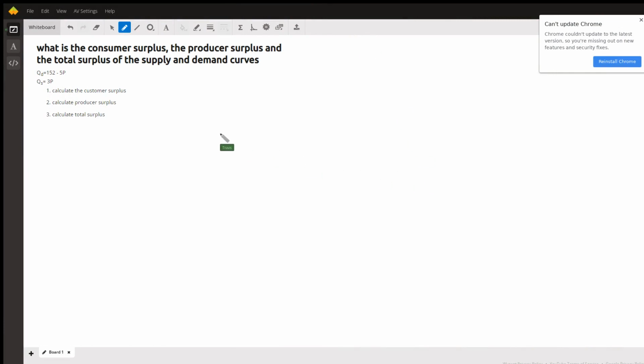Hello, let's do this problem here. We've got consumer surplus, producer surplus, and total surplus. Total surplus is consumer surplus plus producer surplus. So that's what the total is going to be.